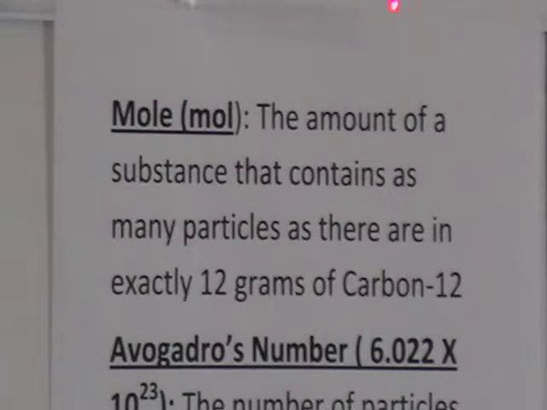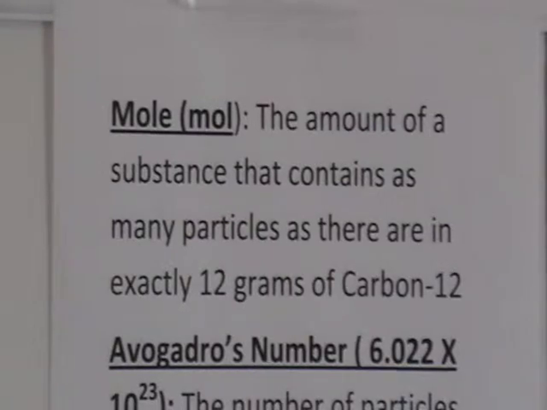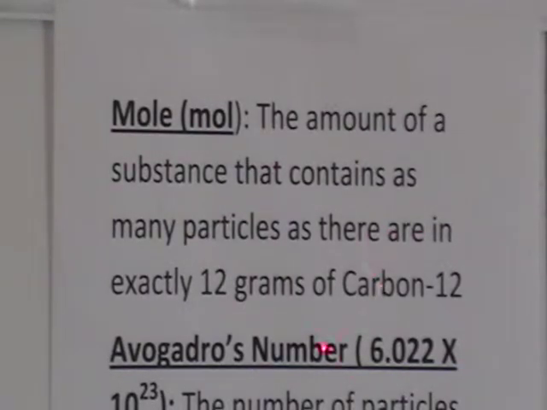So the word for word definition you can see right here. It's the amount of substance that contains as many particles as there are in exactly 12 grams of carbon-12. So what does this mean? It means if we had 12 grams of carbon-12, there would be X amount of particles in that 12 grams of carbon-12. So 1 mole is the amount of substance that it takes to fill that X amount of particles so that it's equal to the same particles as there are in 12 grams of carbon-12.